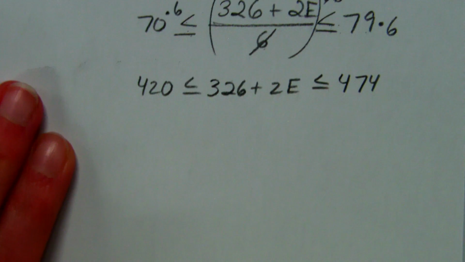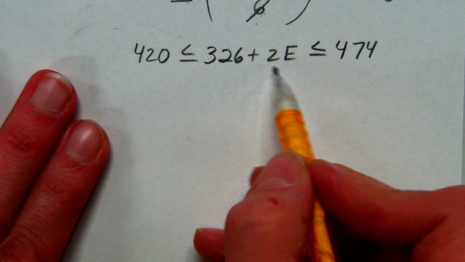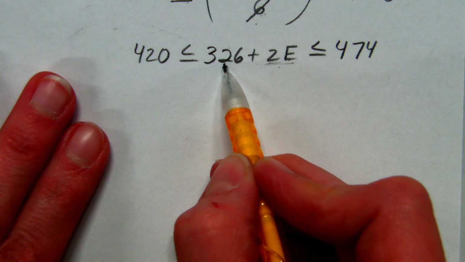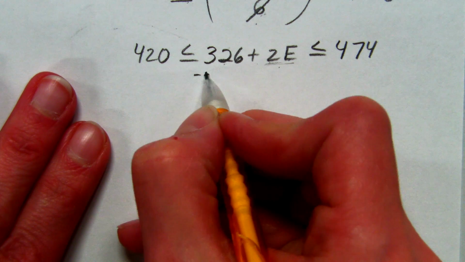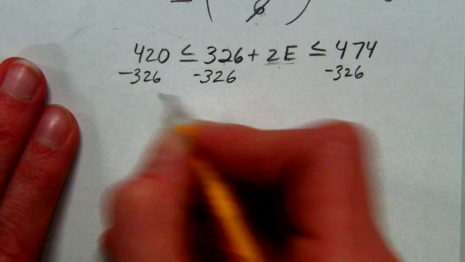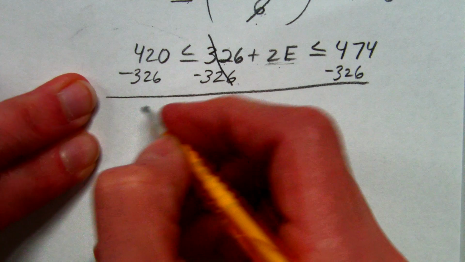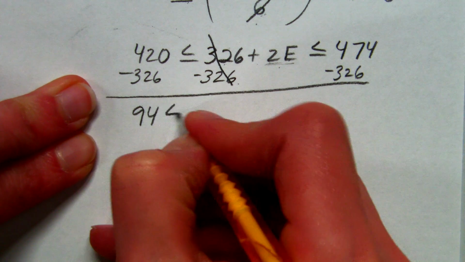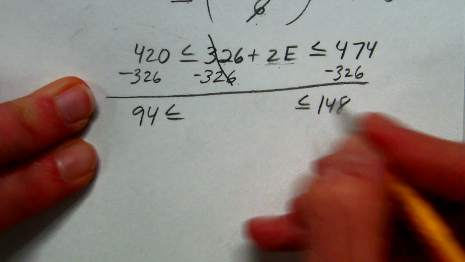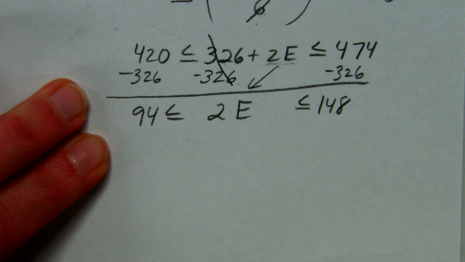All right, so it's getting a little bit easier. We got rid of the fraction by multiplying by 6, and now we just have 2 more steps left to solve. So we're trying to get the part with the e in it by itself. I'm going to leave the 2e alone. I'm going to get rid of the 326. So the opposite of positive 326 is negative 326, or you can think of it as subtracting 326. We're going to do that from all 3 parts of our compound inequality. 420 minus 326 is 94. 474 minus 326 is 148. And then I still have 2 exam scores, because remember, your exam counts as 2 tests.